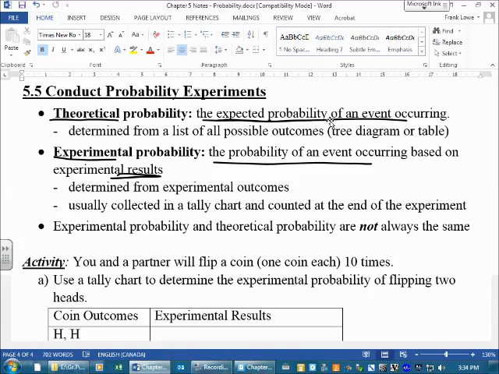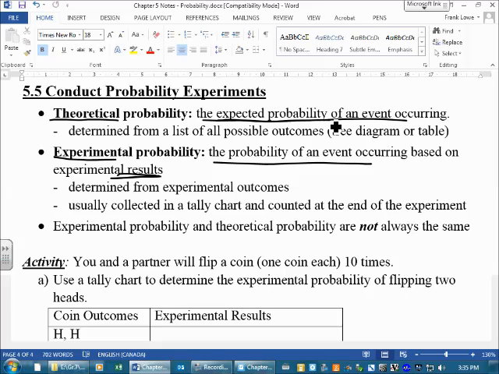Another example we'll talk about is if somebody had 6 kids. Well, you know the chance of having a boy or a girl is 50%, right? 50% for a boy or 50% for a girl. So if somebody has 6 kids, theoretically, they should have 3 boys and 3 girls. But as we all know, that's not always the case. In my family, actually, there were 2 girls and 4 boys for children. So experimental does not always match the theoretical.